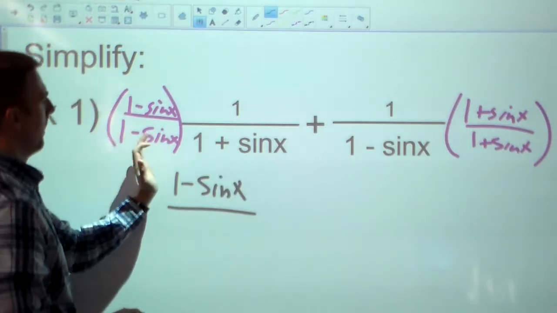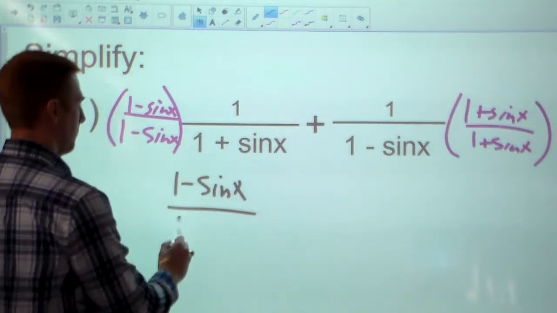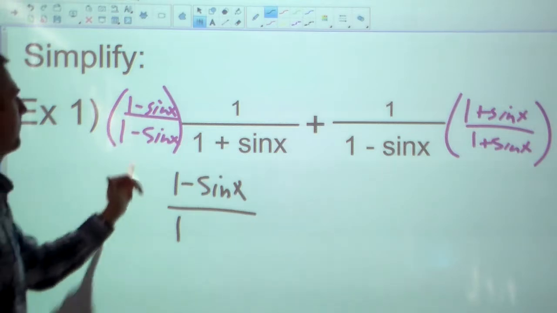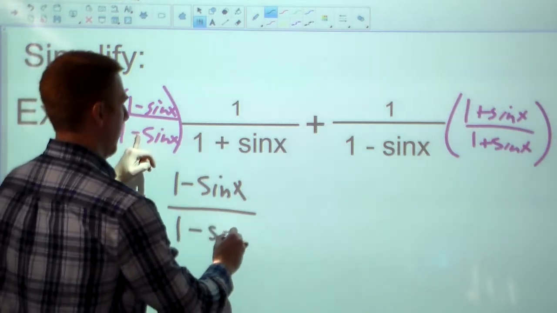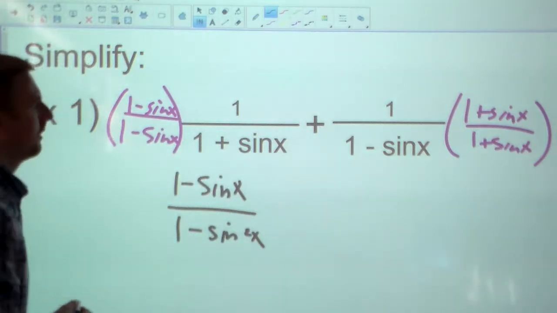Now 1 minus sine x times 1 plus sine x, those are differences of squares. So the 1 and the 1 multiply together. The middle terms are going to add to 0, so they're going to go away. And then you're going to have minus sine squared x when you multiply these two terms together.